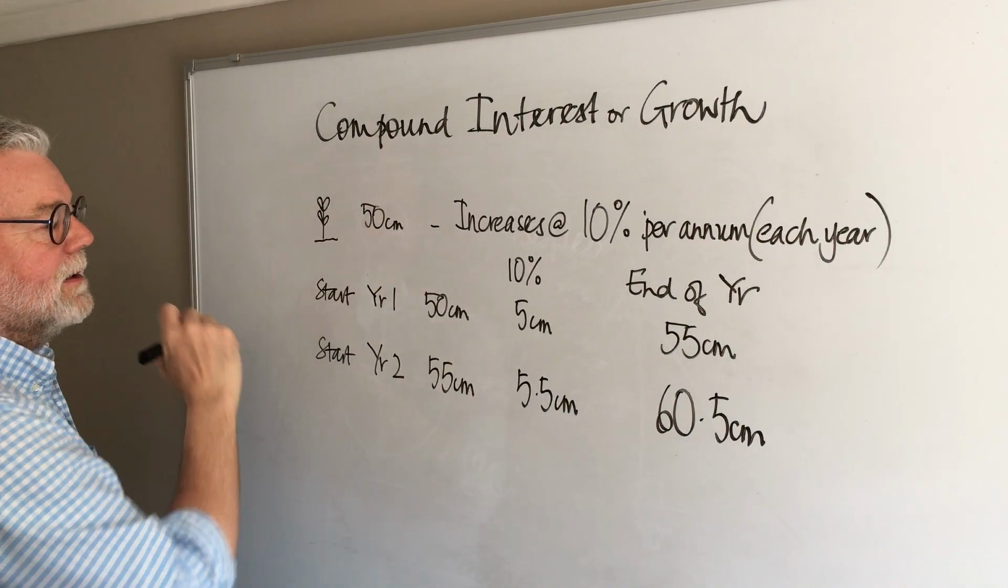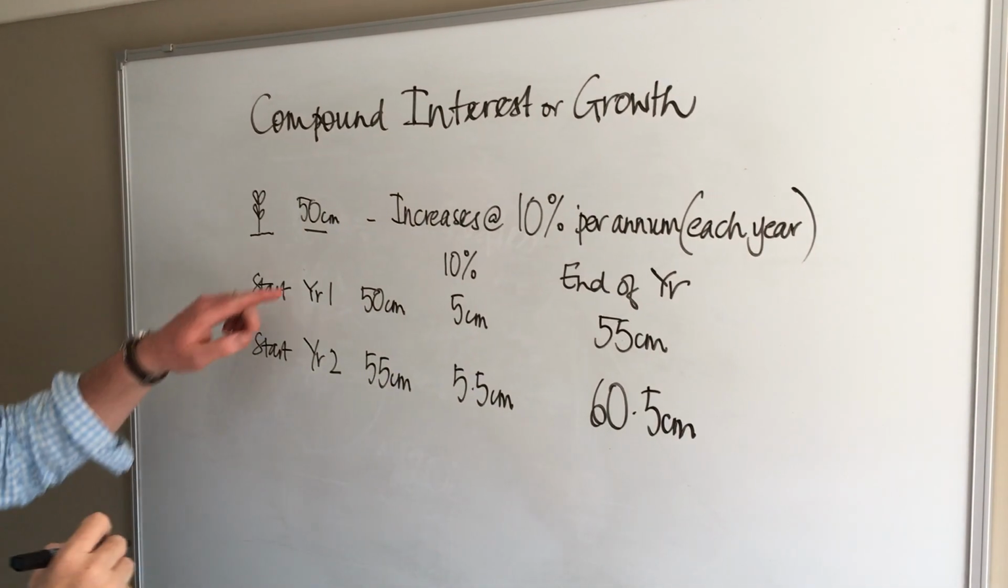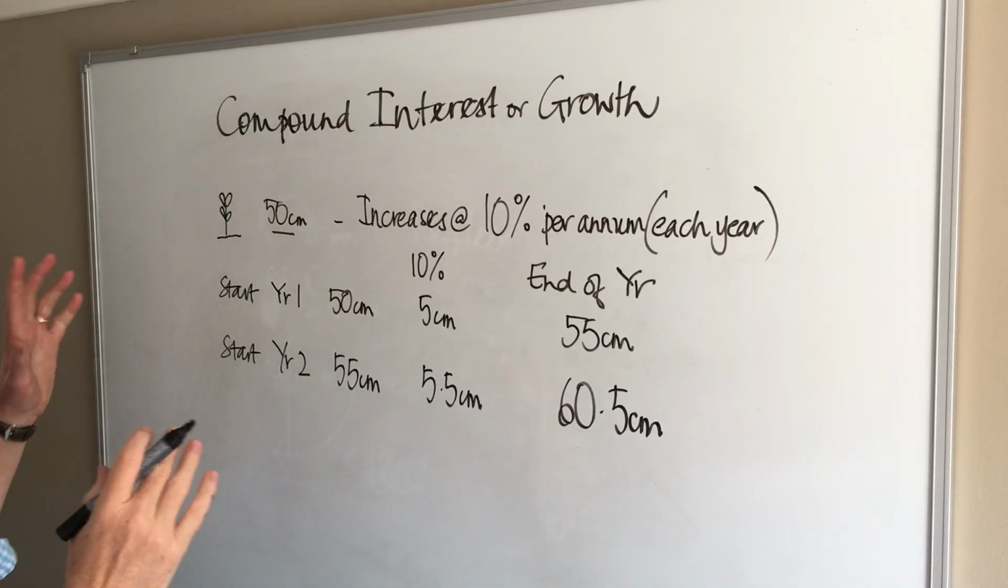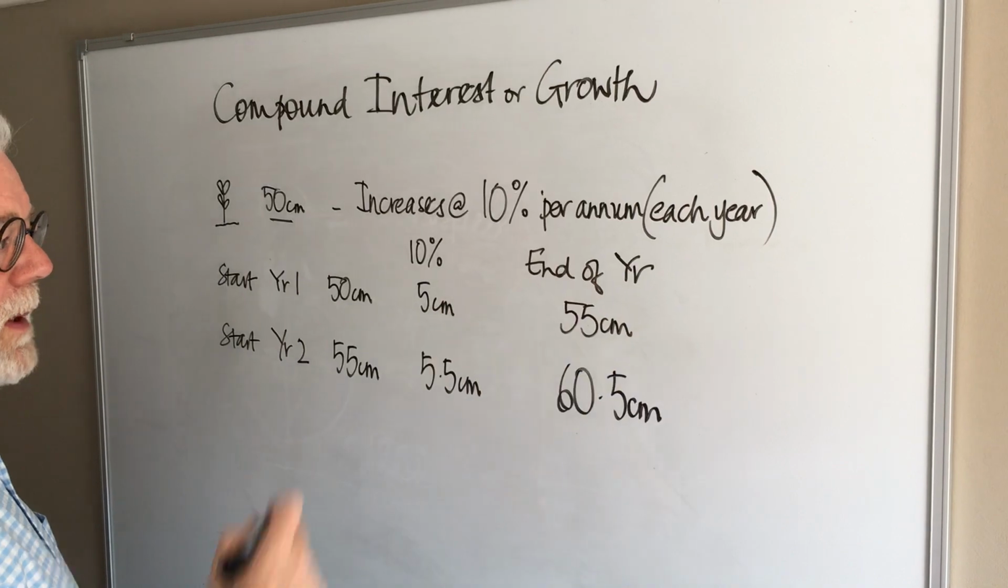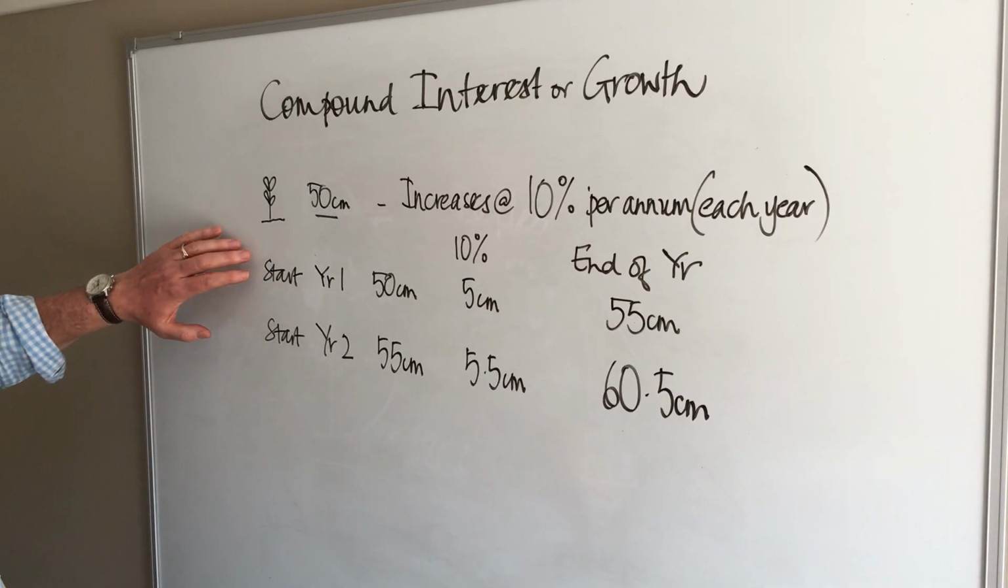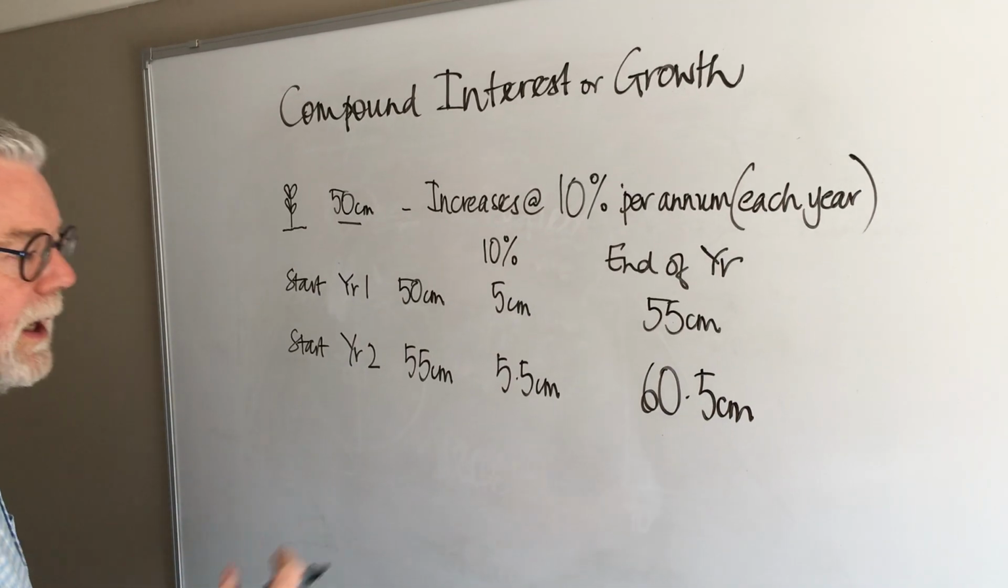So I plant a little sapling and it's 50 centimetres tall and it increases in size at the rate of 10% per annum. And per annum just means each year. So let's have a look at what that would look like. And at the moment I'm using a non-calculator method.